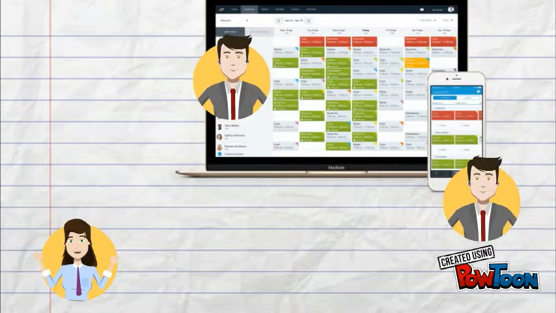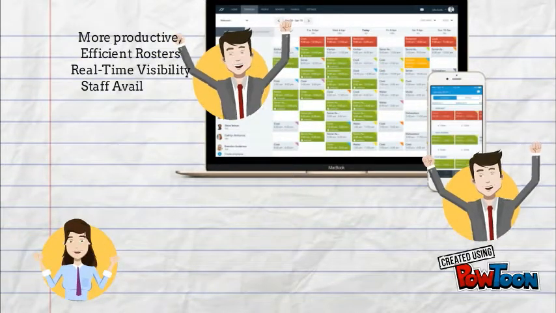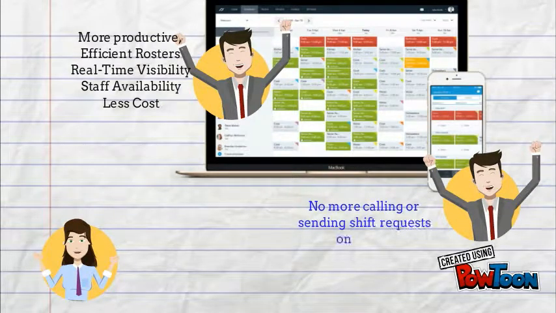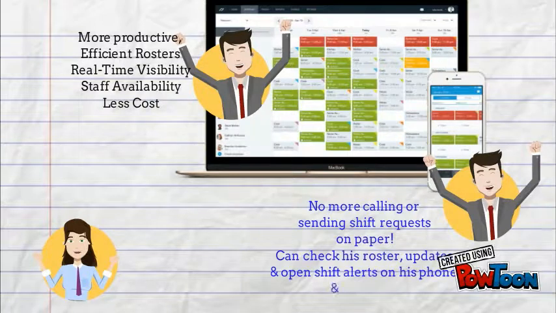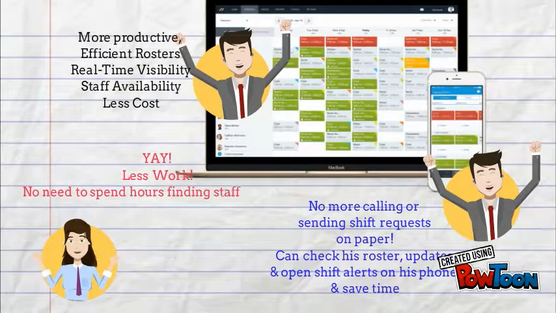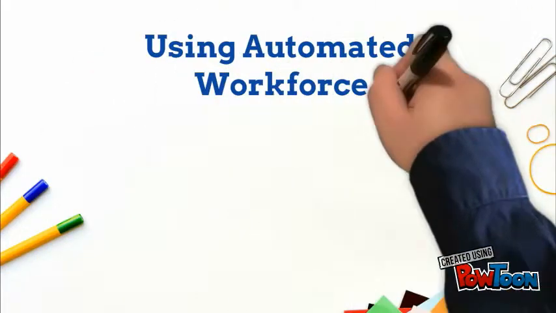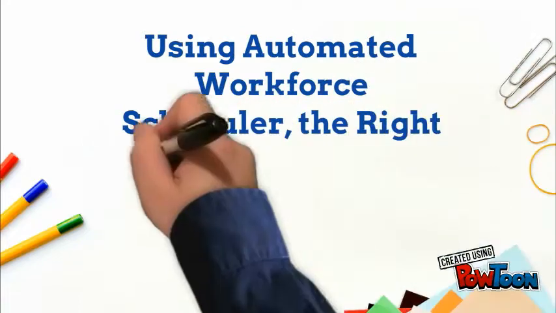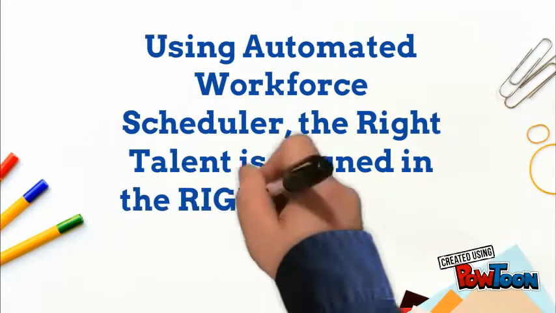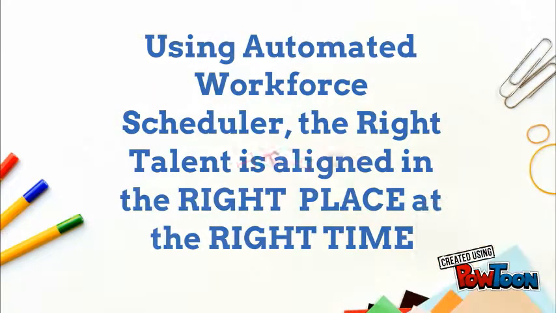Look, everybody's quite happy. John can create fair and efficient rosters in less time. He doesn't need to use agencies as he has real-time access to available staff. Fred can check his roster and receive any updates and shift alerts on the go and doesn't need to submit requests on paper or over the phone. Jess no longer needs to spend hours finding suitable staff over the phone. As a result of using the automated Workforce Scheduler, the right staff is now allocated to the right place and at the right time, and all of our characters are quite happy.